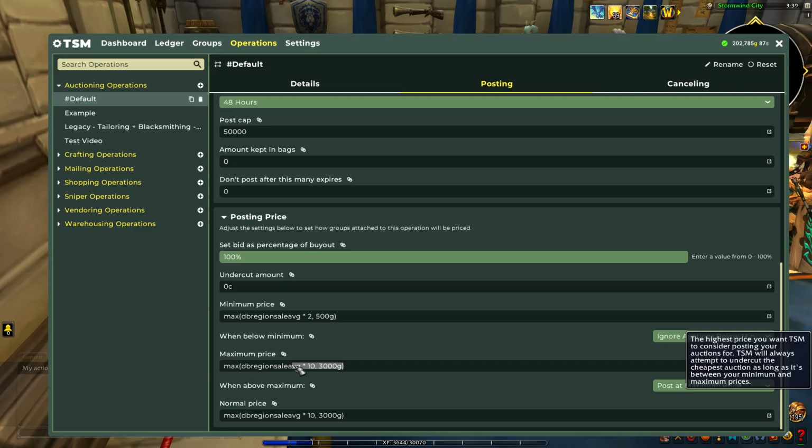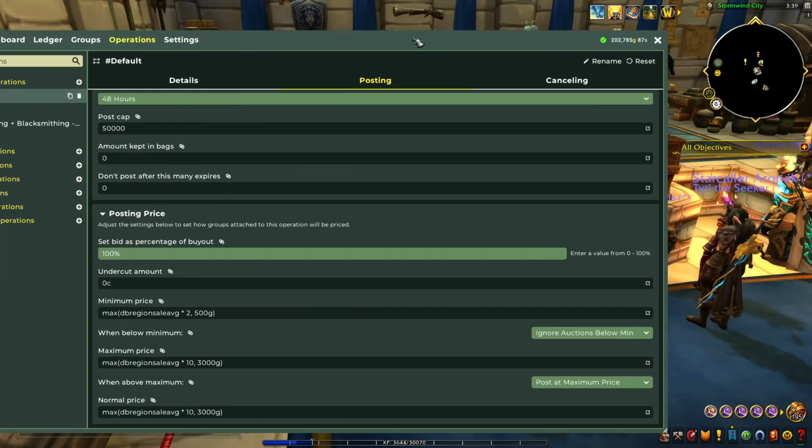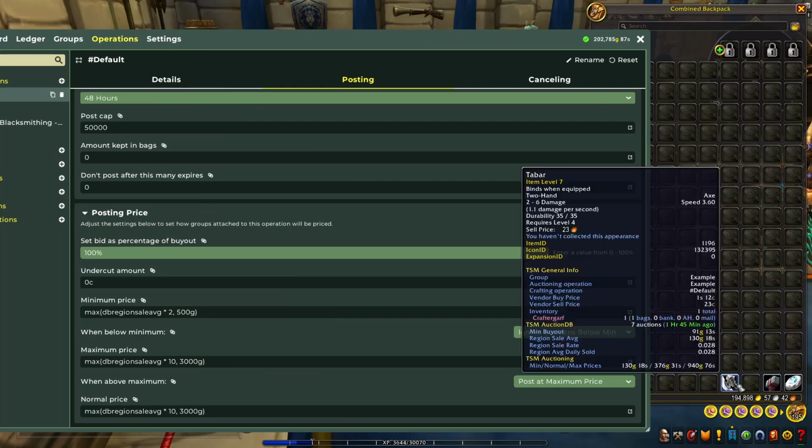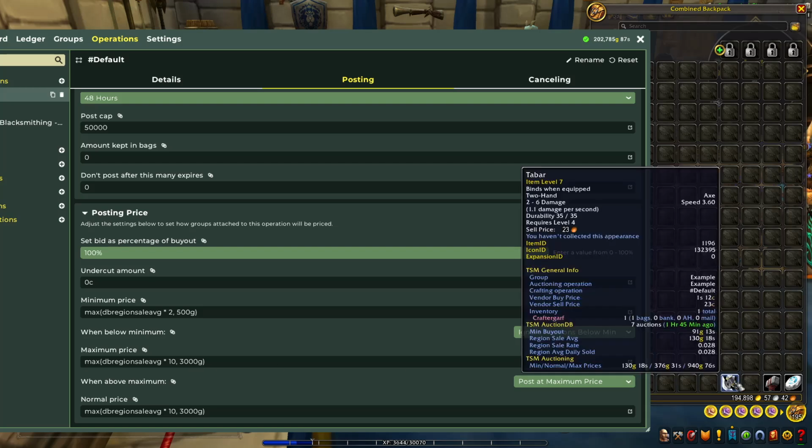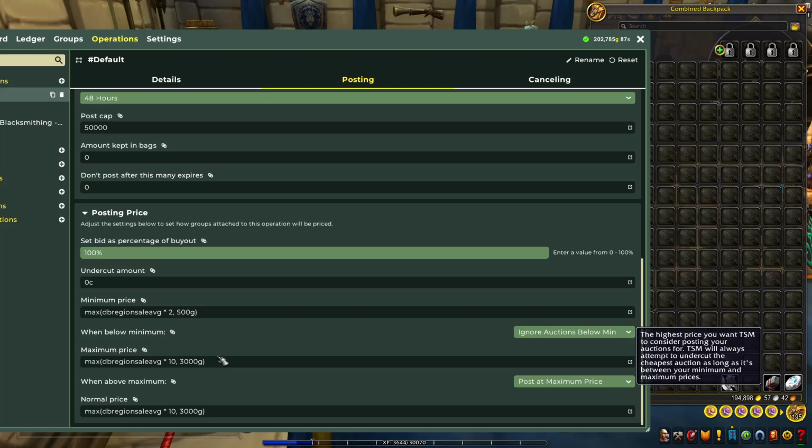Basically, if you're selling a really cheap item and you have no competition, for example, let's see, this item, this tower, right? It says 130 gold region sale average. If there is no competition, you can sell it at 3000 gold, because even if it's almost 30 times the DB region sale average, it's still such a low amount of gold that the chances are that if somebody really wants that item, he's still gonna pay it, because it's still not a lot of gold. A lot of people have 3000 gold, and if they really like this item, they are just gonna buy it, right? So yeah, pretty much that. That's for the maximum price.